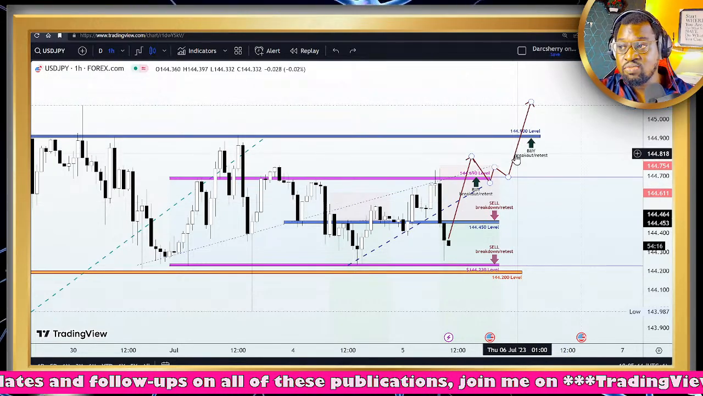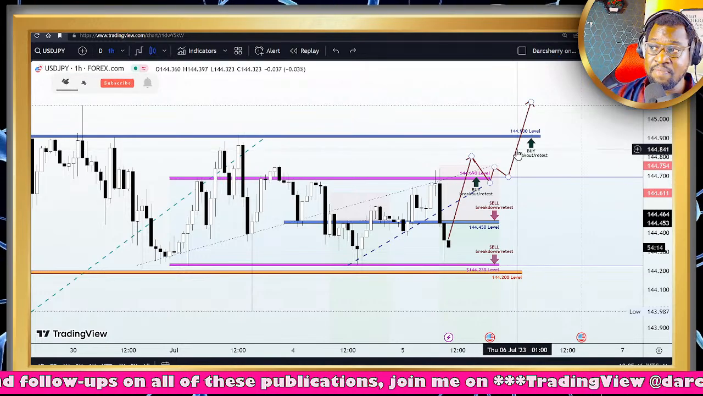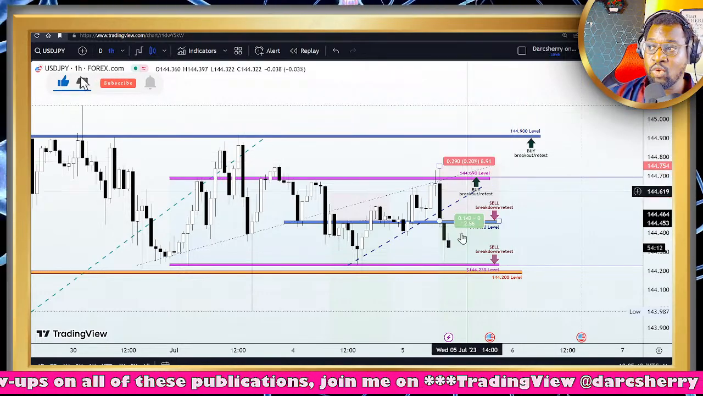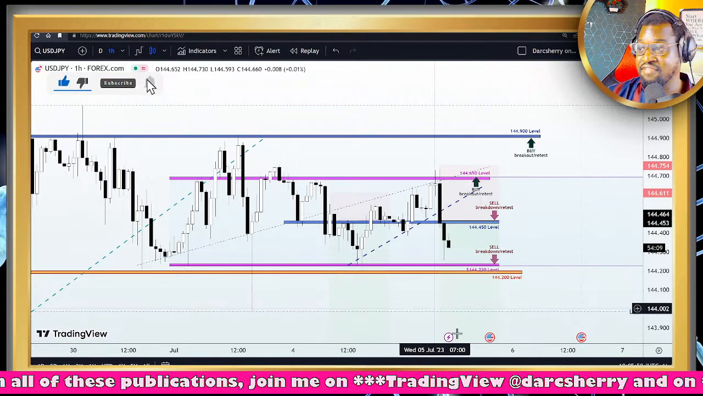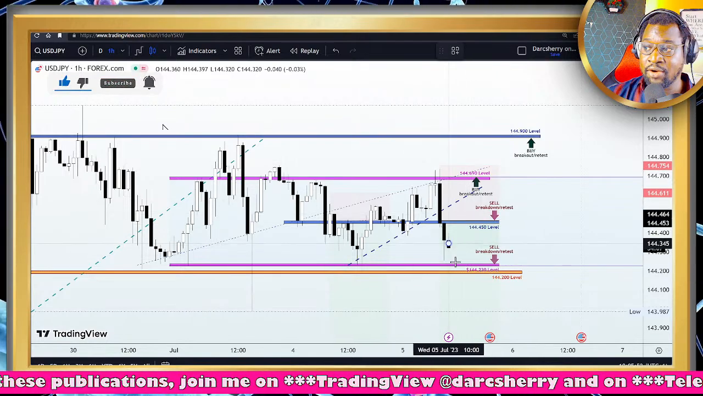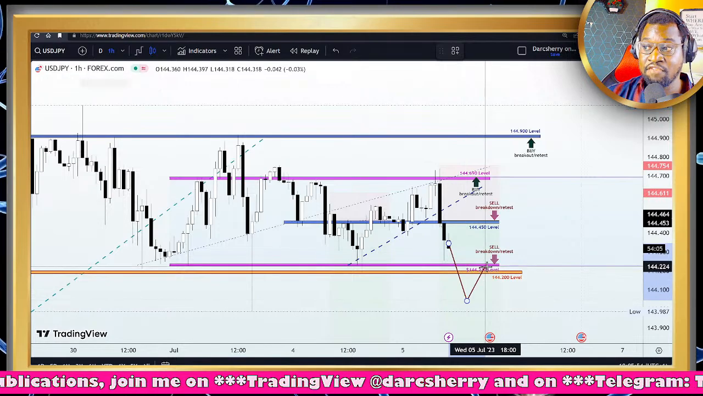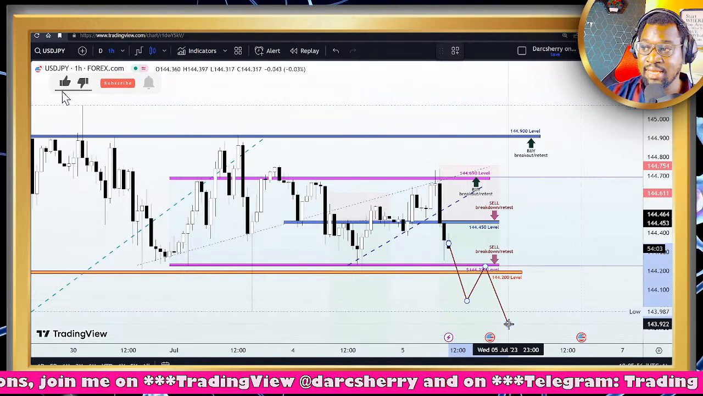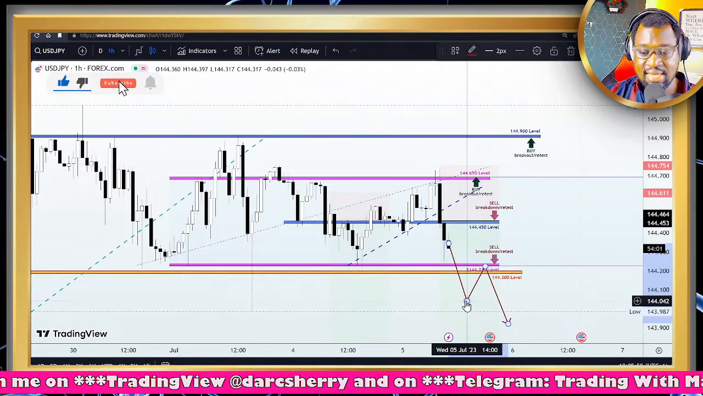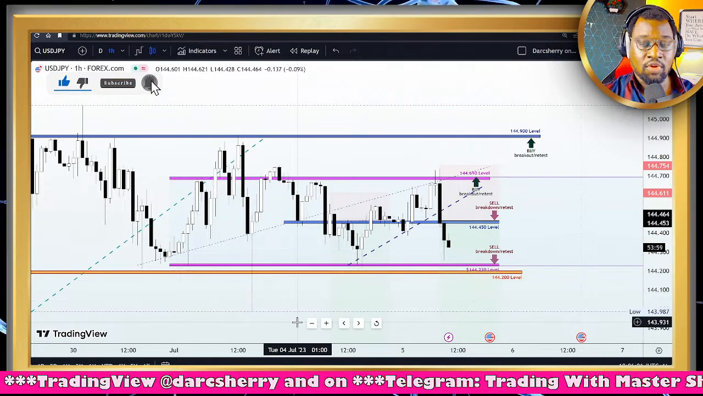So as long as price remains below these structures here, we still remain very bearish in this market. In fact, I want to see a breakdown of the structure to be very, very confident in the sell position that we are currently in. So let's see how price action will play out in the next couple of hours.